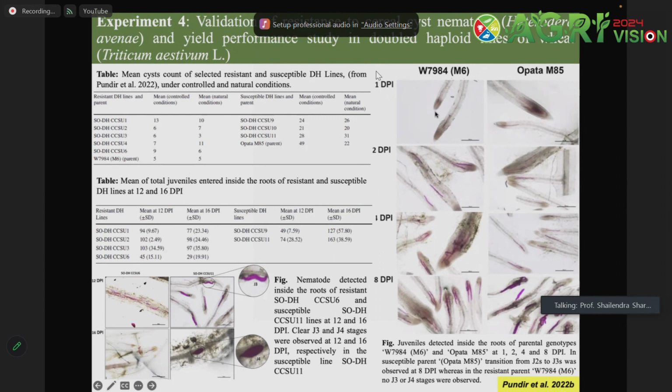In the resistant line at 1 dpi, the number of nematodes is almost the same as in the susceptible line. But as time goes on, around 8 dpi, we can find that in the M6 resistant line you can find only juveniles, like the J2 stage. But in the Opata susceptible line, there is almost complete conversion to syncytium, so you can find even J4 stages. So we can see that in the resistant lines, there is a slowing of the progression towards maturity of the nematodes.